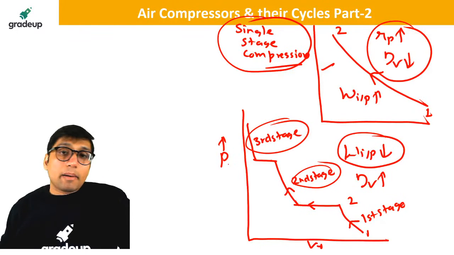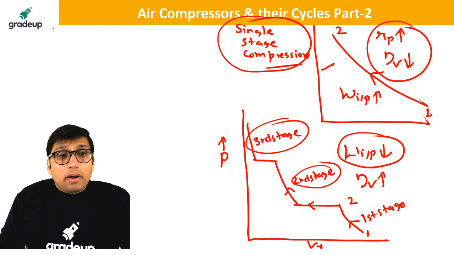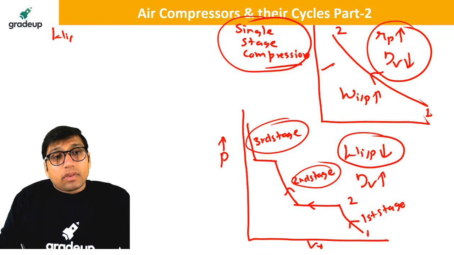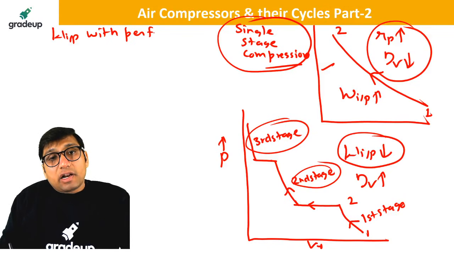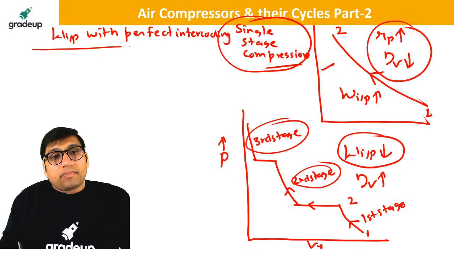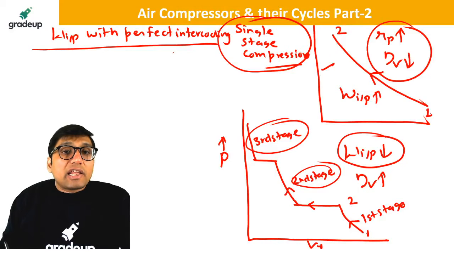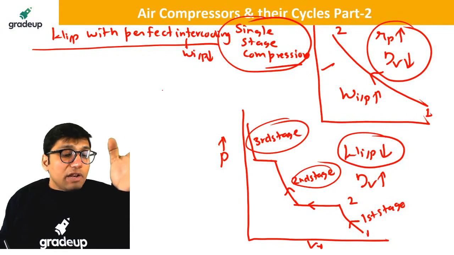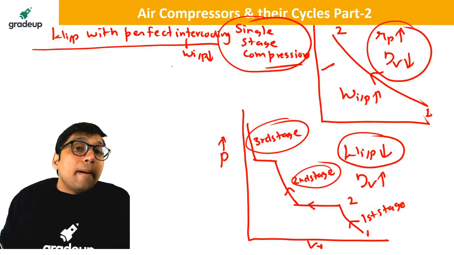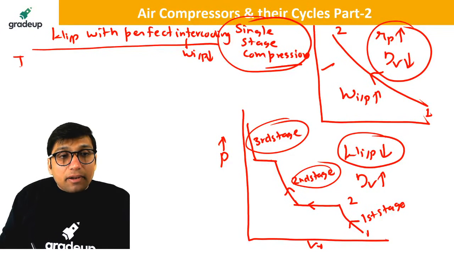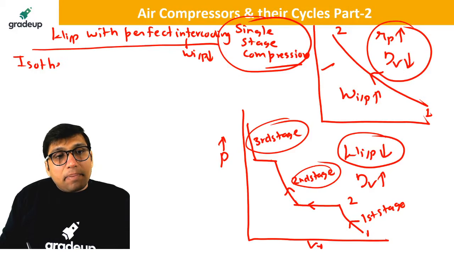Now in multi-stage compression, we have an important point called work input with perfect intercooling. There is a term called perfect intercooling. What is the meaning of perfect intercooling? As you know, in intercooling, we reduce the work input. With intercooling, the work input will reduce. In which process is the work input minimum? That is isothermal. It is isothermal compression in which work input is minimum.